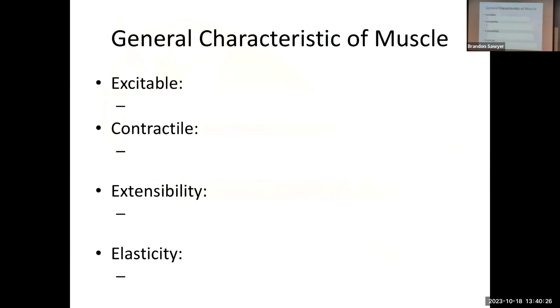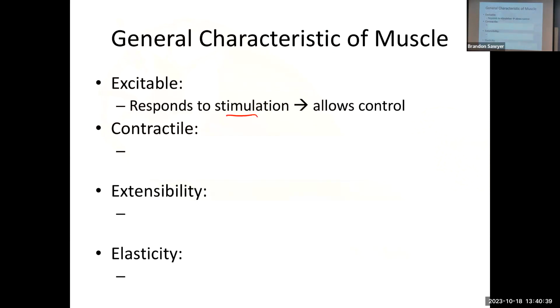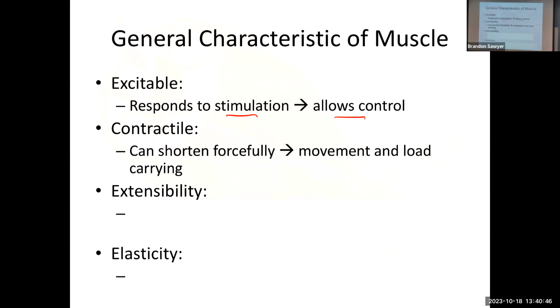Okay. All right. So let's talk about general characteristics of muscle. And we're not just talking about skeletal muscle, we're talking about cardiac muscle and smooth muscle as well. Okay. So all muscle tissue is excitable, which means we can stimulate it and then control it. Okay. It's all contractile, which means we can forcefully shorten it. Okay. That allows us to move things, to carry things, to do work with this tissue.